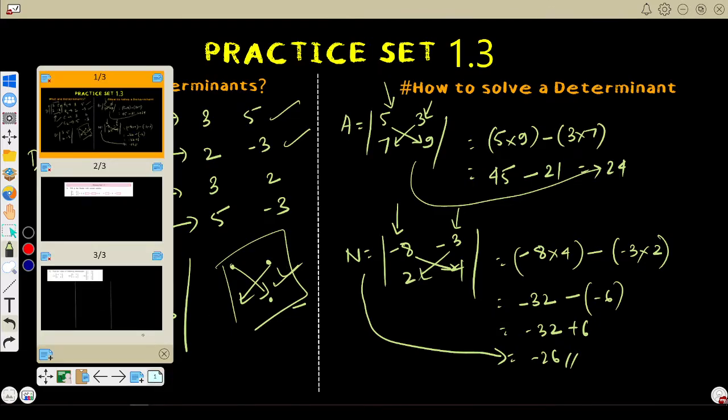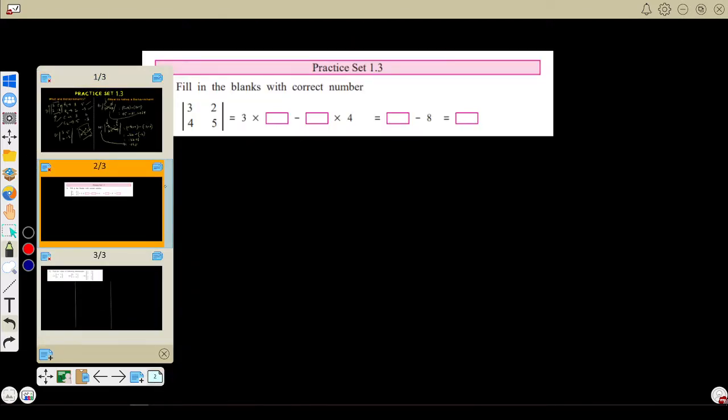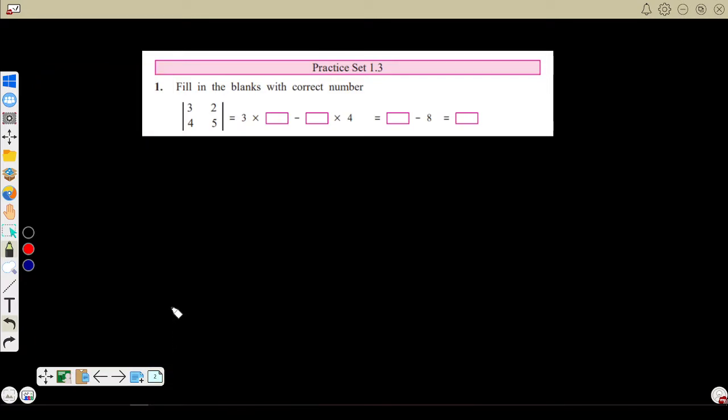Now without wasting any time, we'll move on to the practice set, in which the very first question is an activity in which a determinant is given to you. I'll copy the determinant 3, 2, 4, 5. Now some part of the question is already done. We need to fill the empty boxes. So I'll copy this.